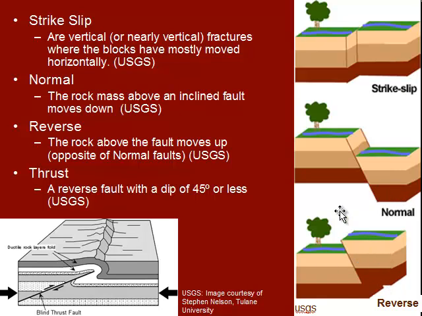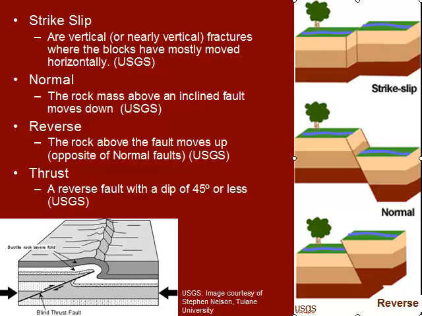And then the last type of fault is what's called a thrust fault. And this is where you have a low angle reverse fault. So you have a dip of 45 degrees or less, so almost really close to horizontal. We see these a lot where we have lots and lots of crustal deformation.